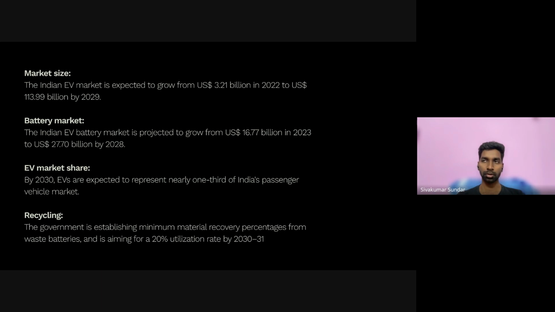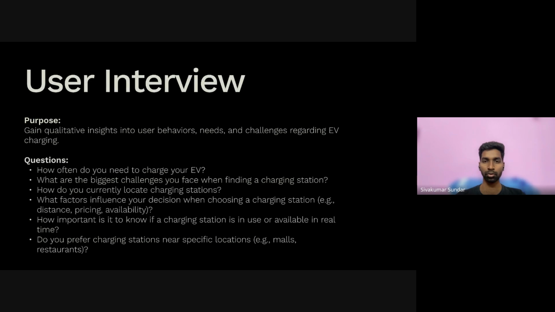So I'm going to do it. This is the definition of what your problem statement is. So based on this, now I'm going to do user interviews. Before doing this, if you've identified you're going to do an app for EV charging station finding, right?